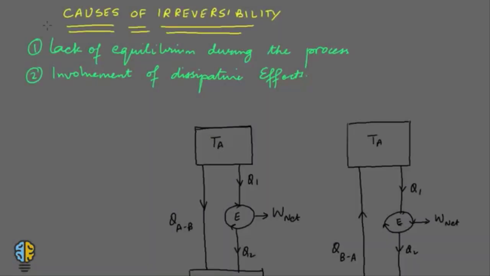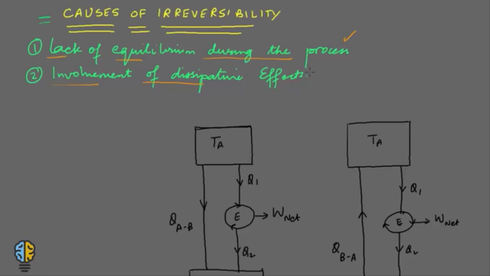Now let's talk about the causes of irreversibility. There are two main causes. The first one is the lack of equilibrium during the process, and the second one is the involvement of dissipative effects. We will look at them one by one. Now let's have a look at the first one, that is the lack of equilibrium during the process.